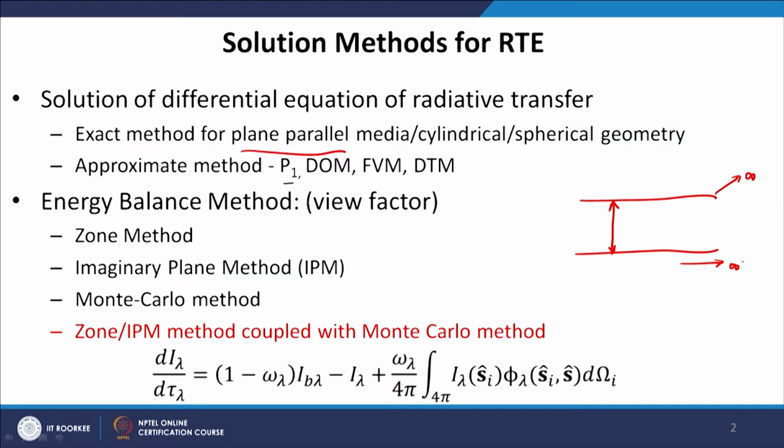We can solve the equation of radiative transfer, the RTE. So, recalling from the previous lecture, the RTE is given by d I lambda upon d tau lambda. So, this is in non-dimensional optical thickness. The denominator tau lambda is in non-dimensional form, tau lambda is the spectral optical thickness.